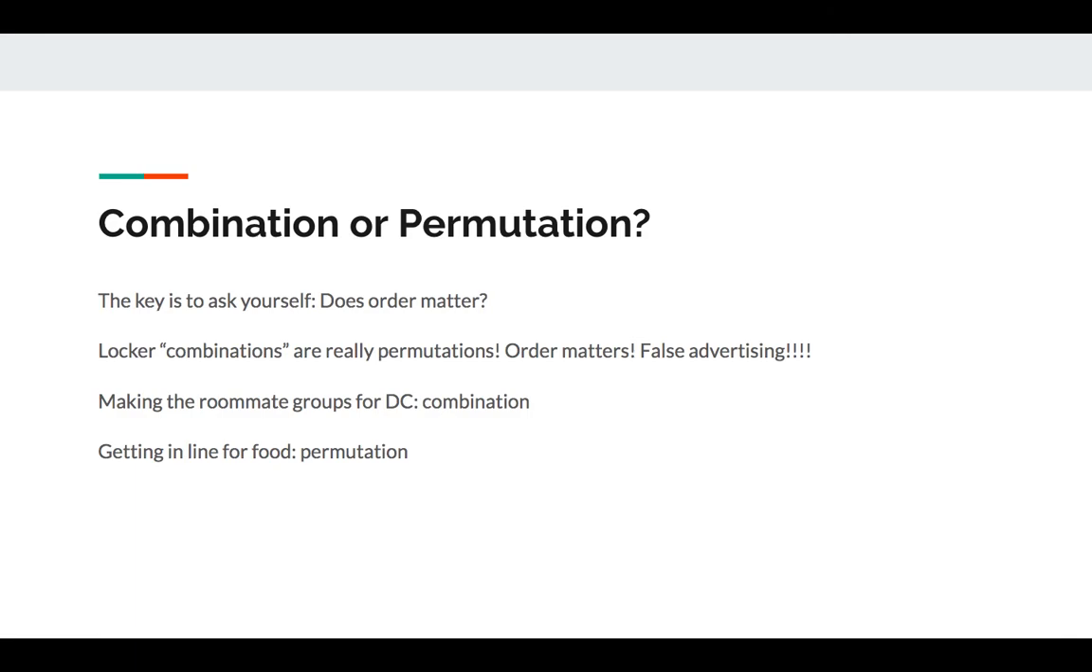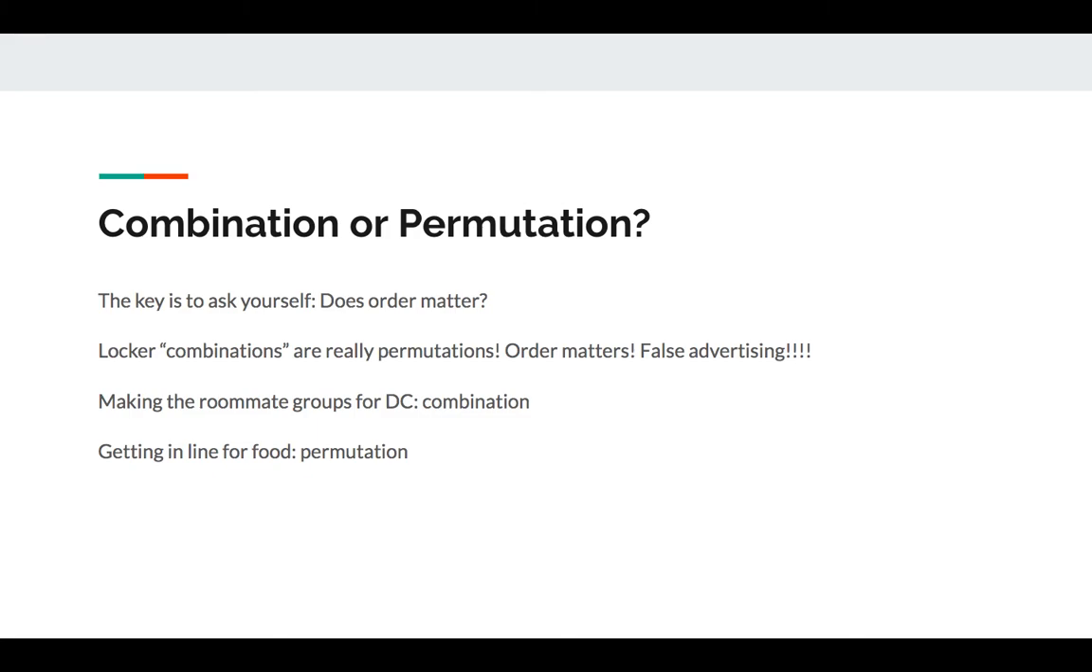So when you do the math, the key here is to ask yourself, does order matter? Now, let's talk about locker combinations for just a second. Locker combinations, air quotes, are not combinations. They're permutations. Order matters in that little sequence of numbers. This is false advertising, but what can I do about it?